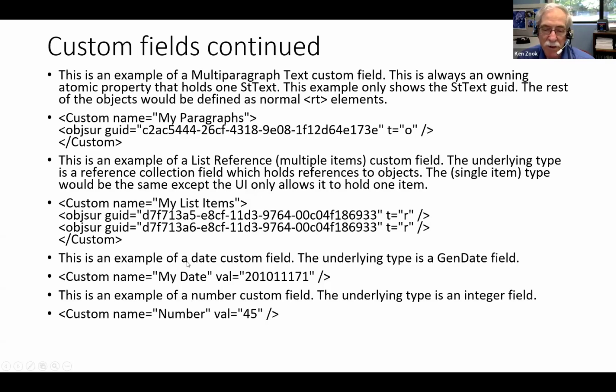This is an example of a date custom field. The underlying type is a GenDate. And so that's there. And then this is an example of a number custom field. The underlying type would be an integer.